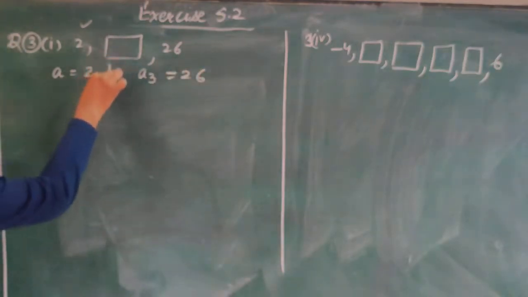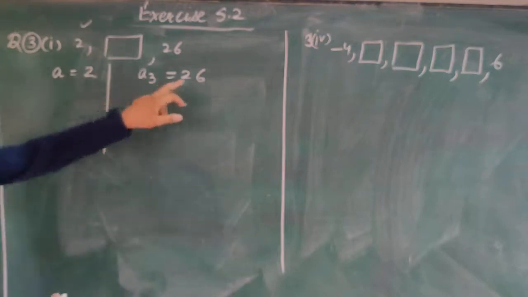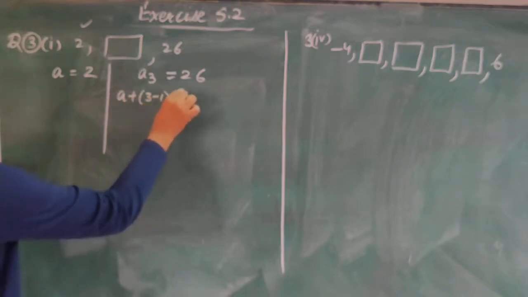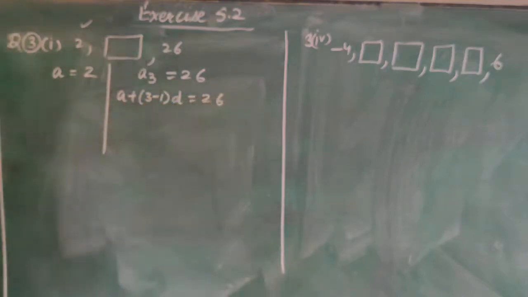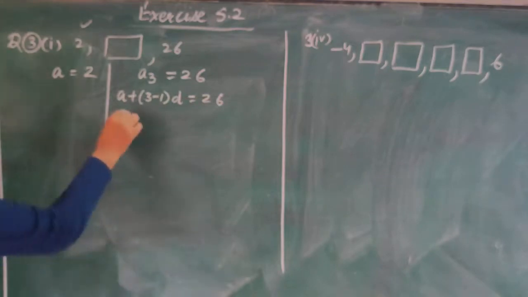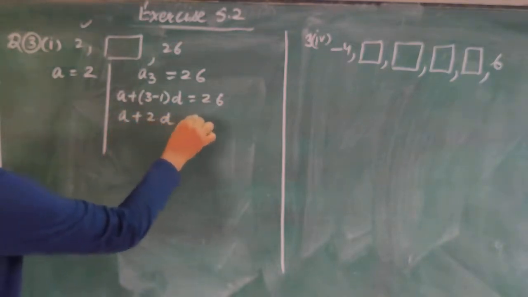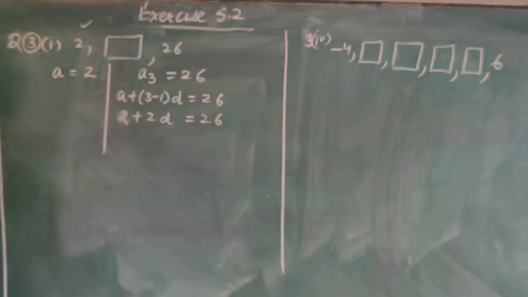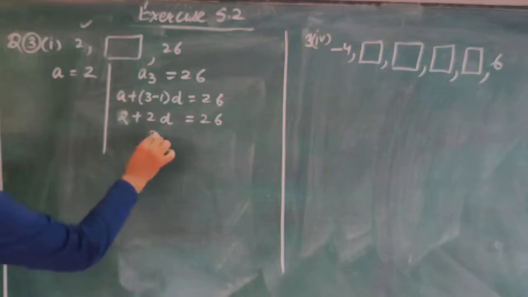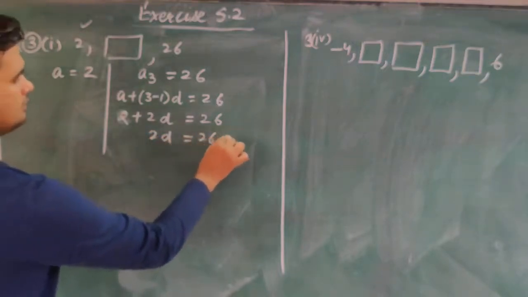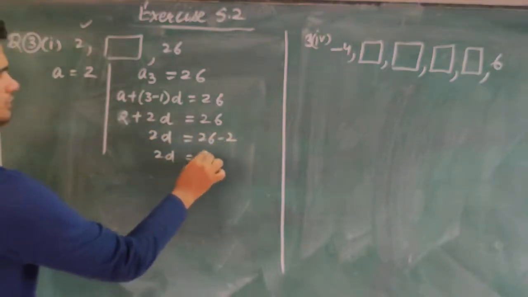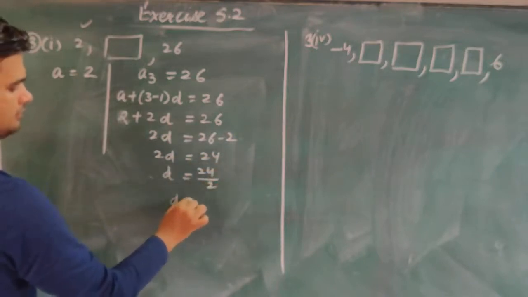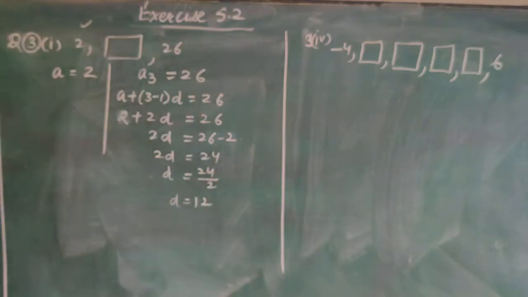Now what's the formula to find the nth term? Here we have the third term. So the third term is A plus 3 minus 1 into D is equal to 26. Then A plus 2D is equal to 26. A is 2, so we can place this value here. 2D is equal to 26 minus 2. 2D is equal to 24. D is equal to 24 by 2, which is equal to 12.